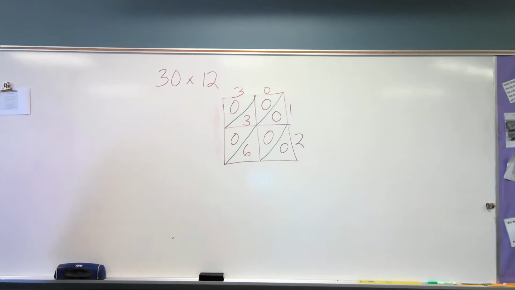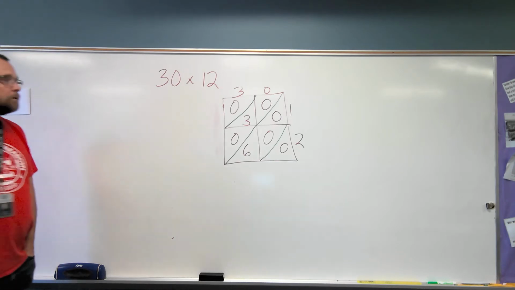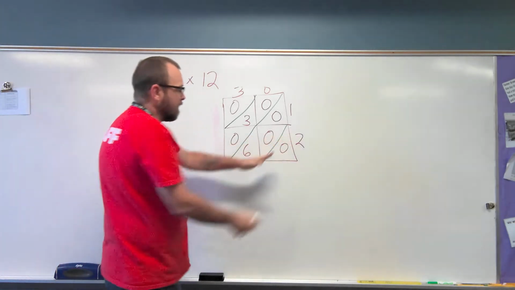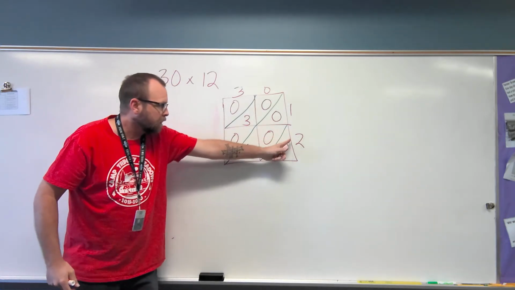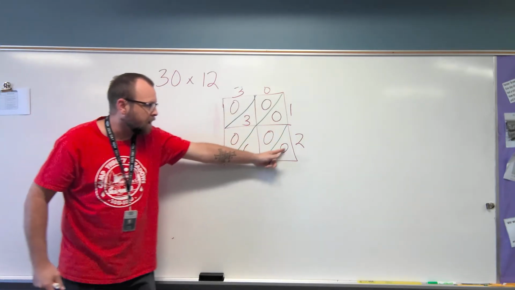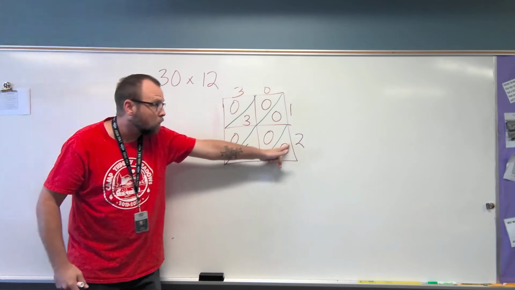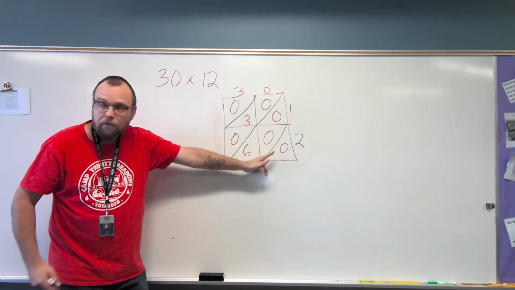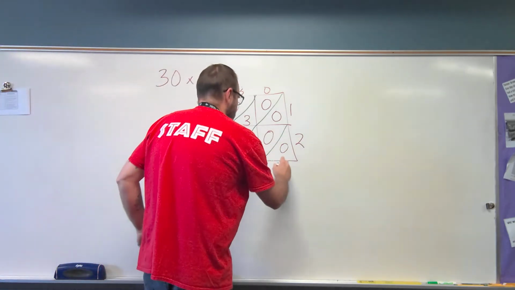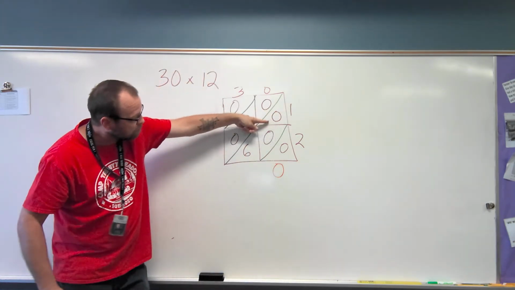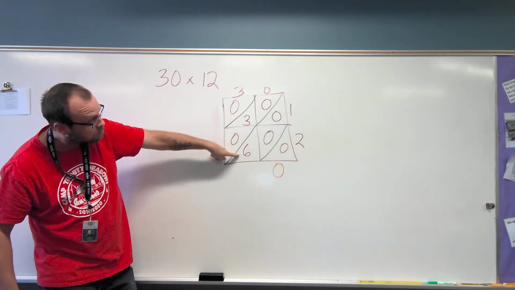Now, we're only multiplying 1 digit at a time, 1 digit times 1 digit. But now we have to add. So I'm adding this diagonal together, everything inside the box that's in this diagonal. So that would equal 0, because that's all that's there. Now this diagonal, 0, 0, and 6 equals 6.